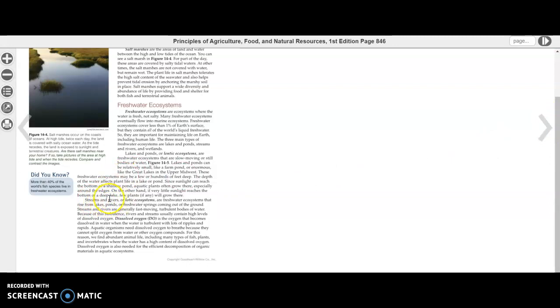Streams and rivers are lotic ecosystems. That's where the water is moving. Think about the rivers and streams, that water is constantly moving. That's lotic, whereas in lakes and ponds, the water is usually still. It may have a small little current, but it's not flowing like it is in rivers and streams.